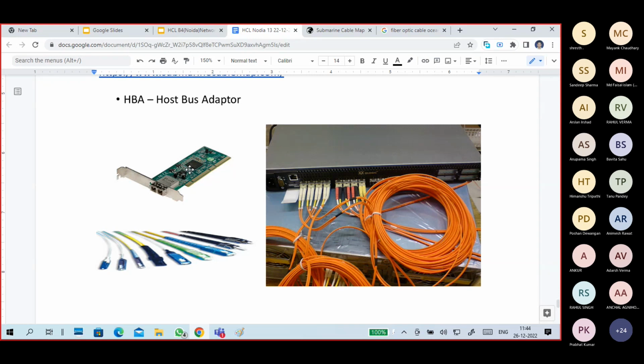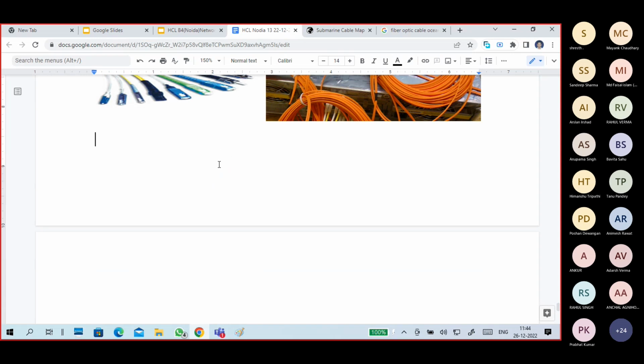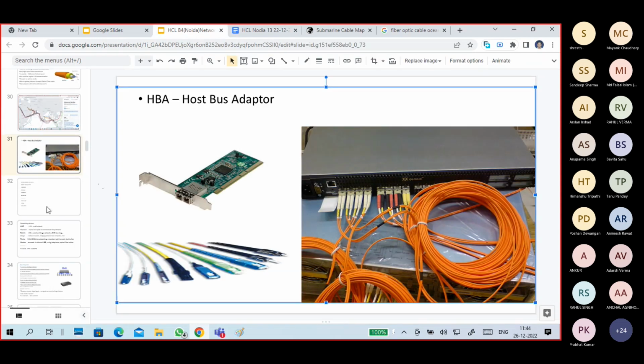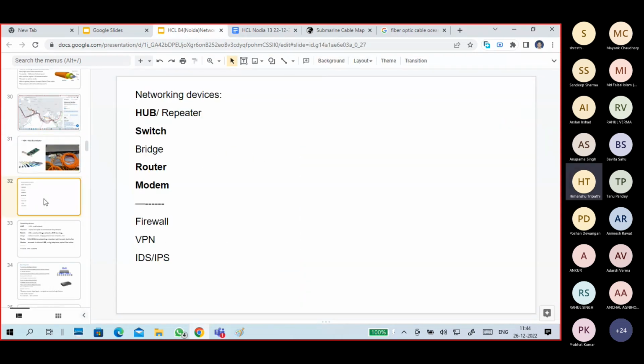We are all individual users connected to an ISP, an internet service provider. Their routers and servers are connected through these fiber optical cables inside their data centers. So this is about fiber optical cables, guys.